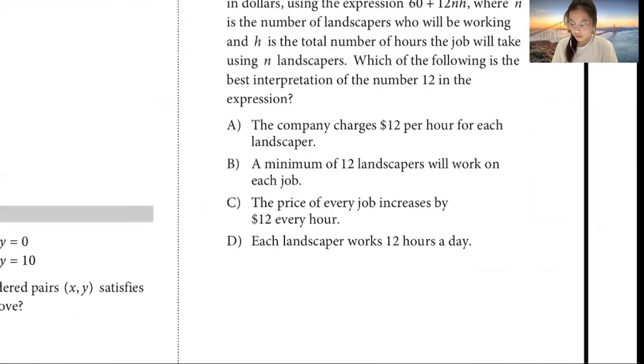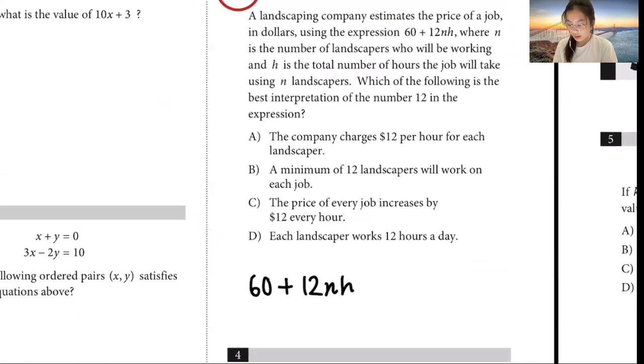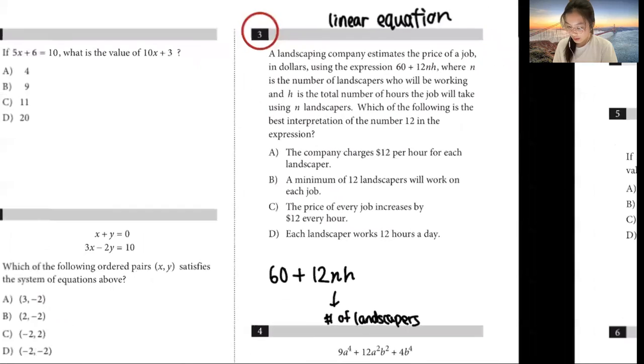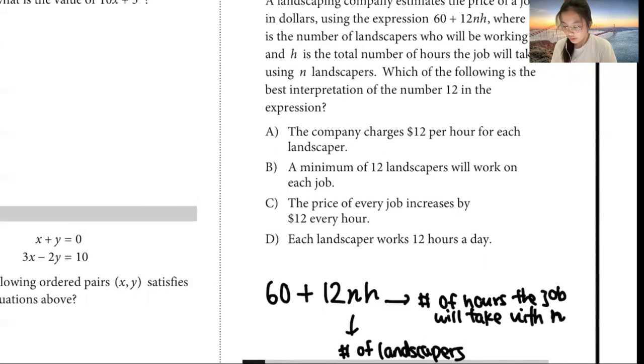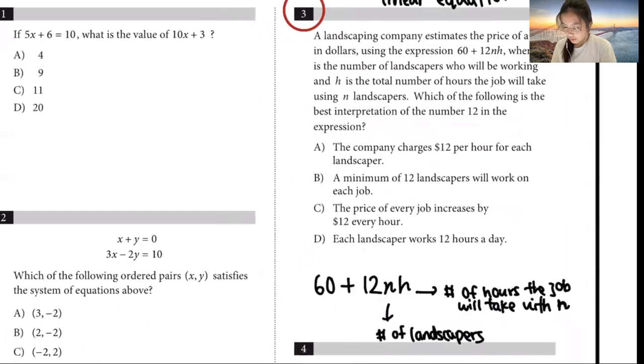So what we're given is 60 plus 12NH, right? And N is a number of landscapers, and H is a total number of hours the job will take with N landscapers. And then we know this whole equation right here is talking about estimates the price of a job in dollars.